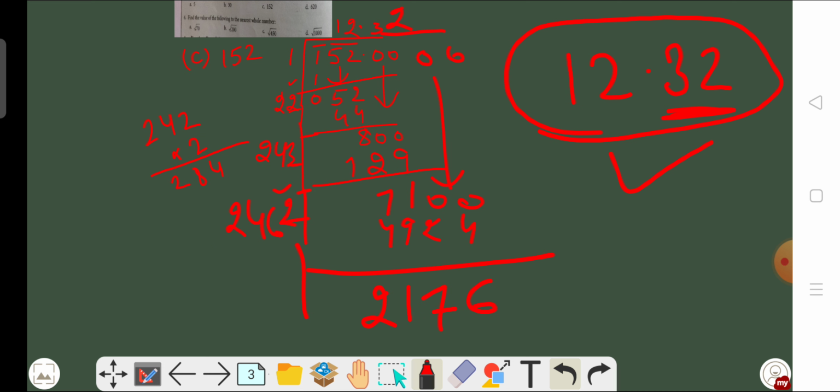In the same manner, you have to do the remaining part of this question. Try to do them by yourself.